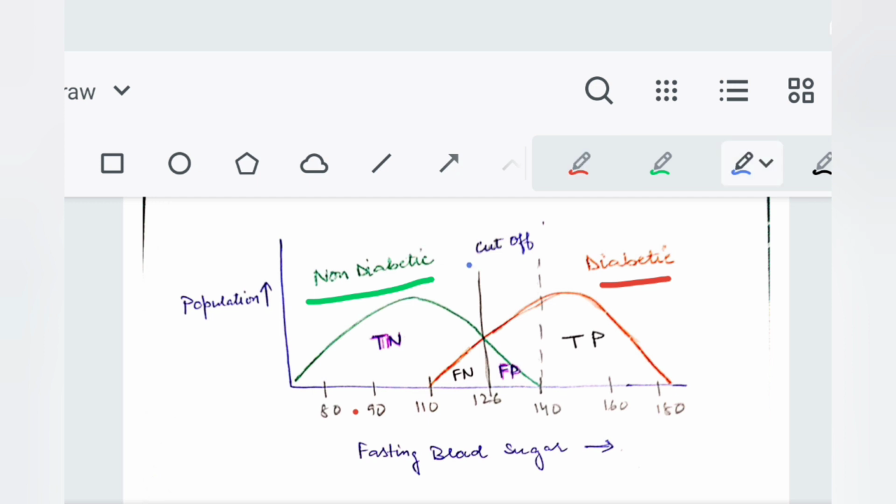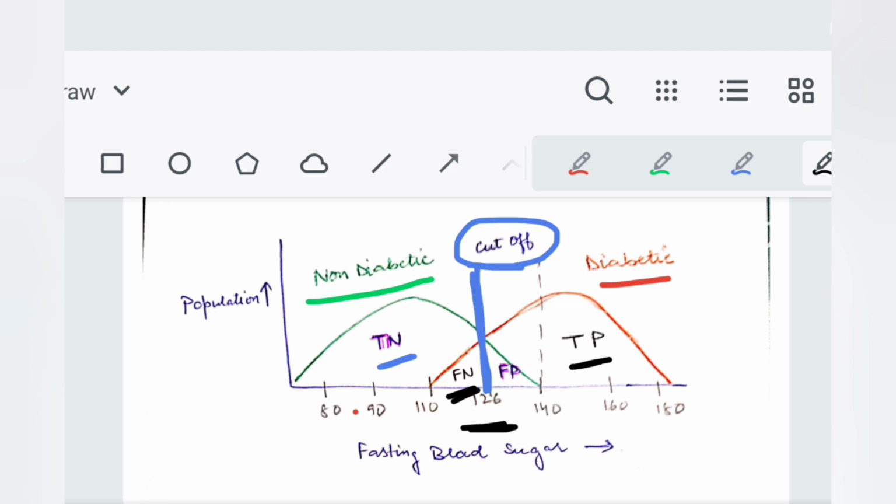Now suppose we apply a cutoff here for the screening test. So these are the true negative population, these are the false positive population. If we mark the cutoff, this is coming beyond this point, so this will come as false positive in our test, that is non-diabetic but coming positive. Now this population will be our false negative, that is below the cutoff but a diabetic population, and this will be our true positive. So this was the picture when the cutoff was around 126, suppose.